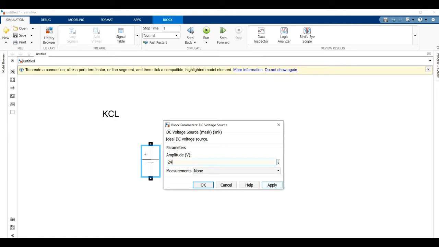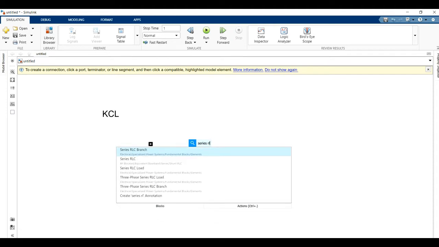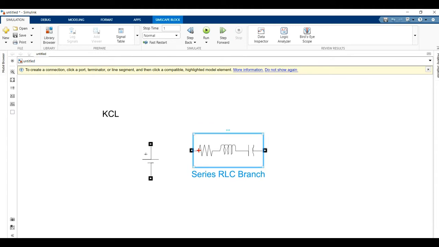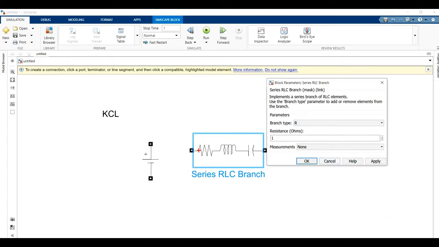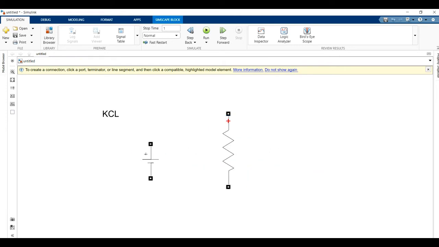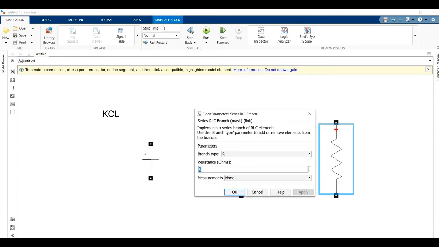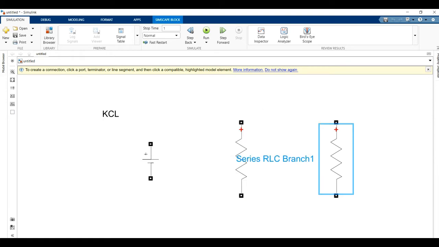Now we need some resistance. To search for the resistance, type series RLC branch. Now we got the series RLC branch, double click on it and choose only the resistance. Now give the required resistance value, and we need parallel branches of resistance, with one resistance value of 8 ohms and another of 12 ohms.